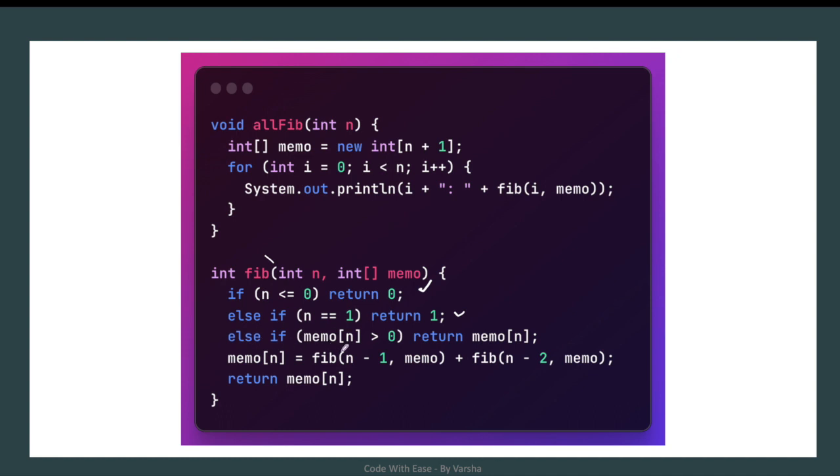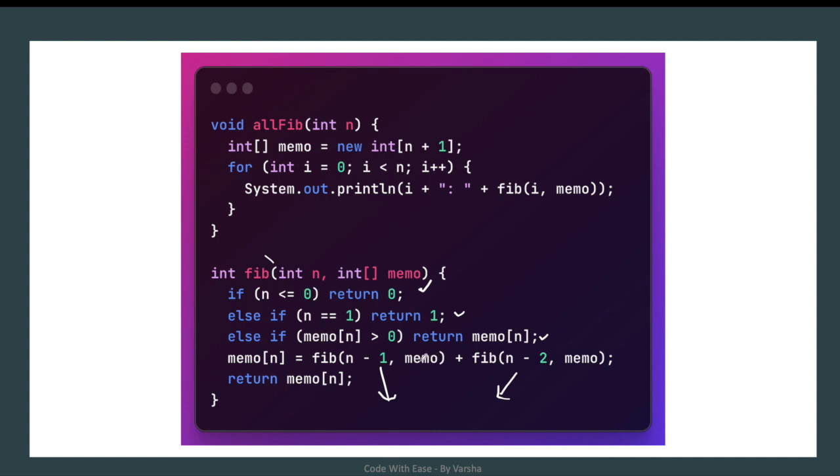It has another condition that if memo of n, this array's nth value, is greater than 0, return that array index value. Otherwise, it is trying to store in this array called memo the values by adding up the return values of these two method calls of the same method called fib. So it's a recursive call that it is doing, whereas fib of n minus 1 and fib of n minus 2 still remain the same.